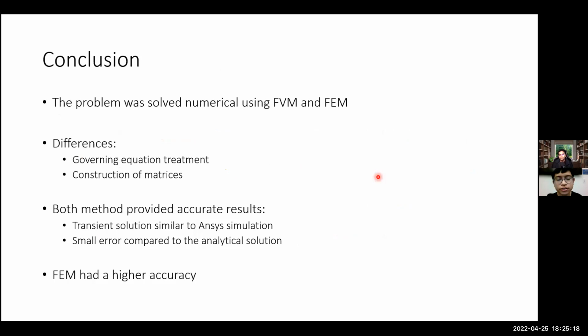Now is the conclusion for the presentation. The heat transfer problem was solved numerically using two different methods, the finite volume method and the finite element method. The two methods have differences, basically in how the governing equations are treated and also how the matrices are constructed. From the results, it can be seen that both methods provide very accurate results. The transient solutions were very similar to the ANSYS simulation shown above, and the error was very small compared to the analytical solution. Finally, it can also be seen that the finite element method had a higher accuracy.